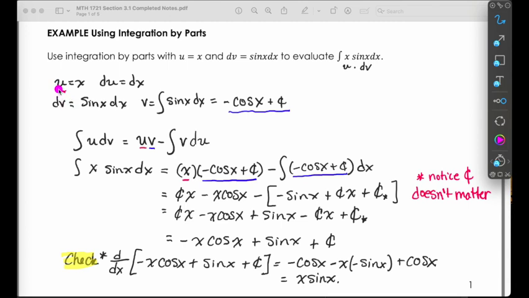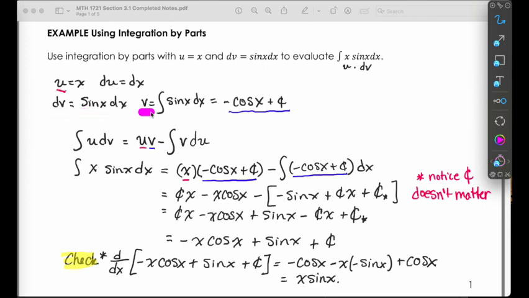The first thing we need to do when we write this down, and this isn't always going to be given to us. It is given here because this is our first example and we're trying to make it easy on you. Eventually you're going to have to identify these values. So u is x, which means when I take the derivative of u, I get 1 times dx, which is dx. Now dv we identified as sine x dx.